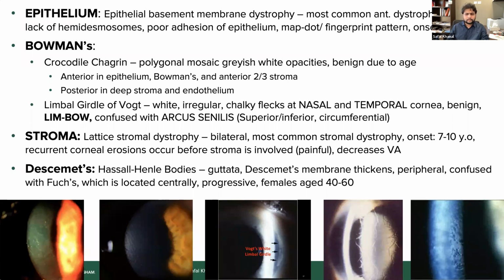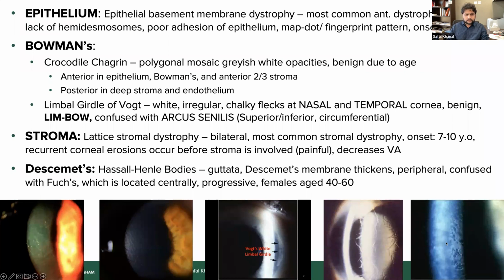In the stroma, the most common bilateral stromal dystrophy is the lattice stromal dystrophy, which occurs in childhood. This can accompany the corneal erosions, but these erosions often occur before the stroma is involved, and oftentimes you'll see a reduction in vision resulting from this dystrophy.